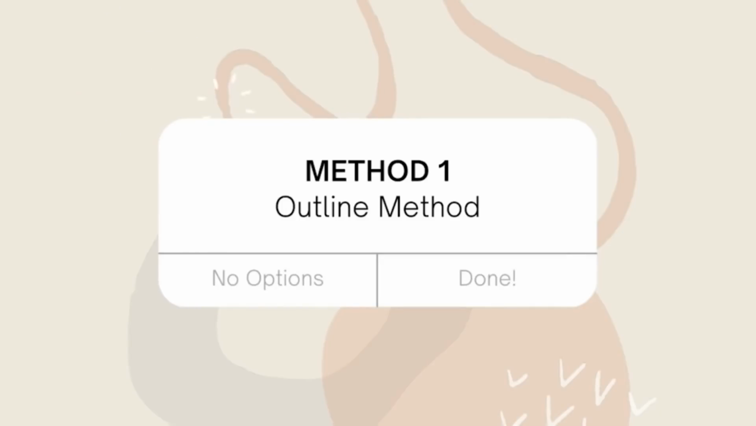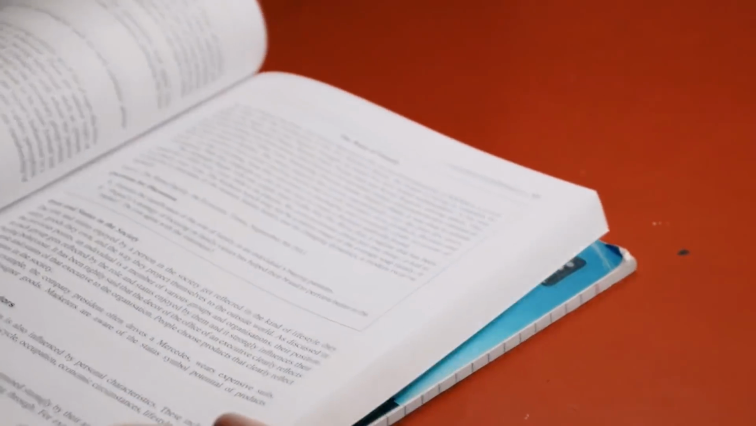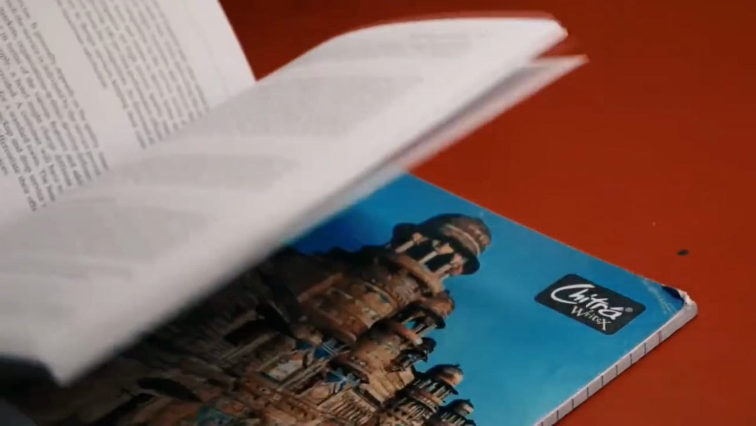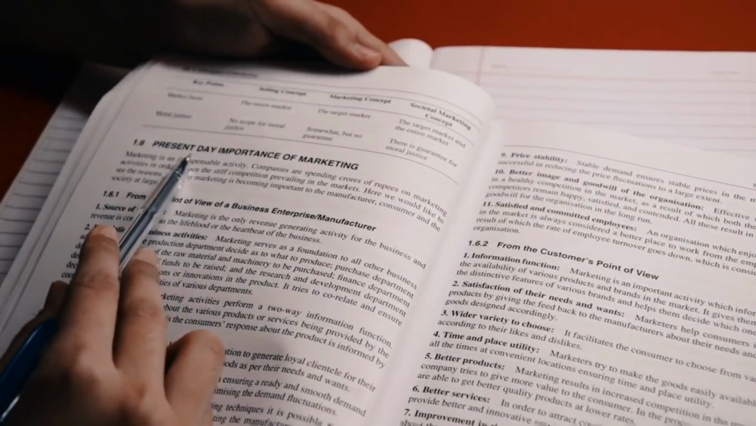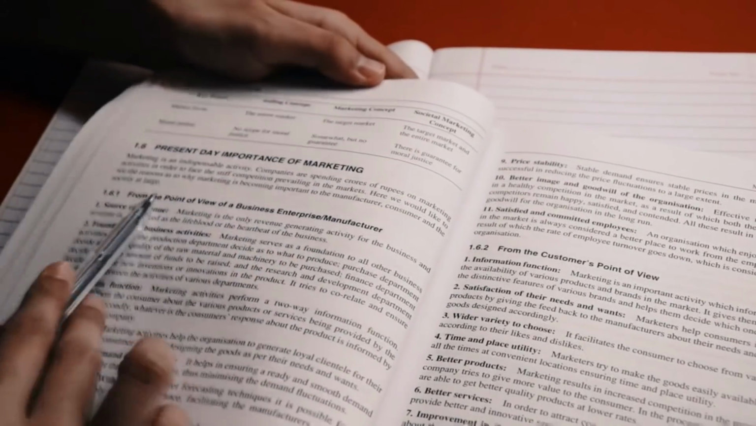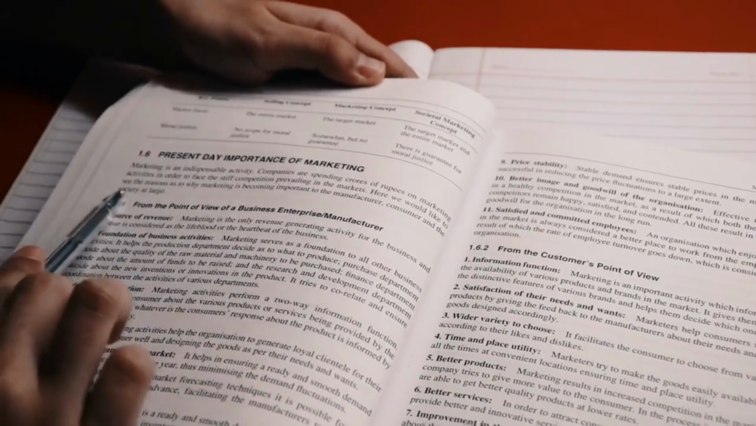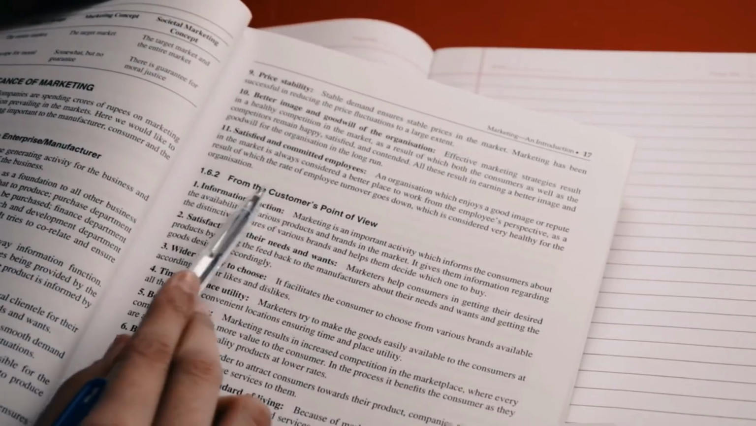So the very first study method is the outline method. Now what this method does is that it summarizes your entire chapter into basically note making. So we have studied note making in class 10th and you all know how it is done. So basically you take the main heading, then you take the subheading, and then you take the contents of the part or the key points.